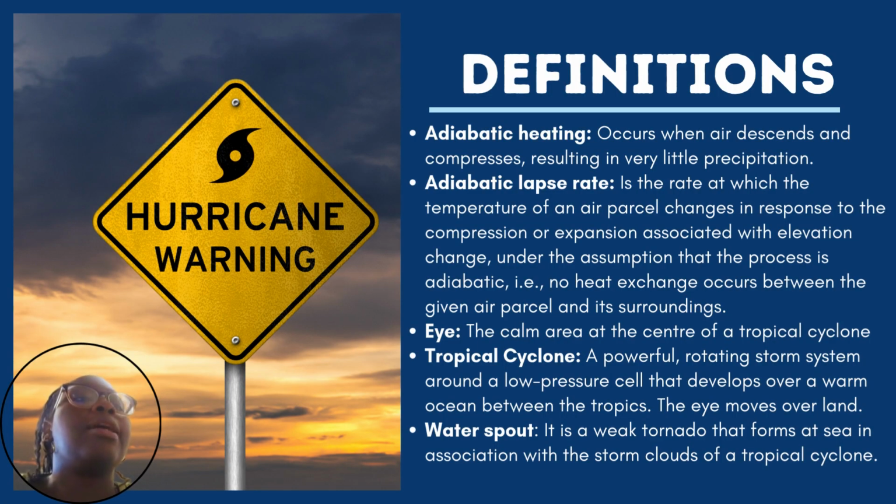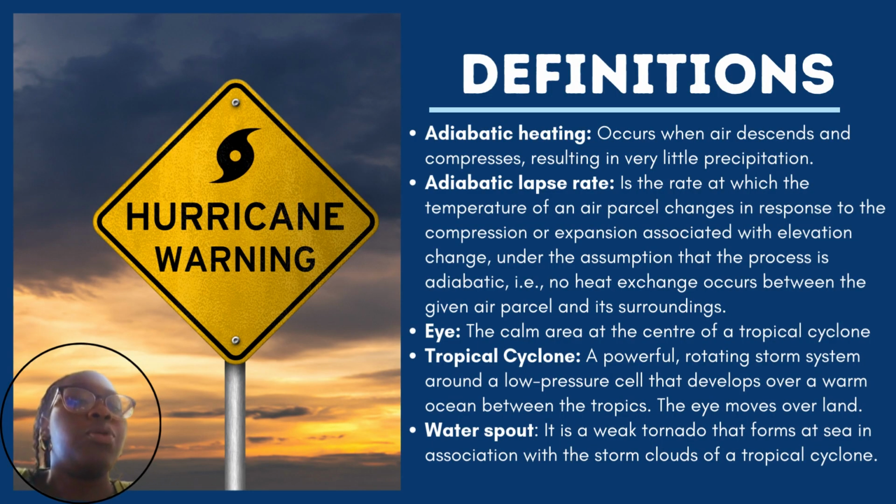And the eye is the calm area at the center of a tropical cyclone. So if you're ever at the eye of a storm. And then what is a tropical cyclone? This is a powerful rotating storm system that forms around a low pressure cell that develops over a warm ocean between the tropics. And then usually we have the eye that moves over land. And then what is a waterspout? This is a weak tornado that forms at sea in association with the storm clouds of a tropical cyclone.